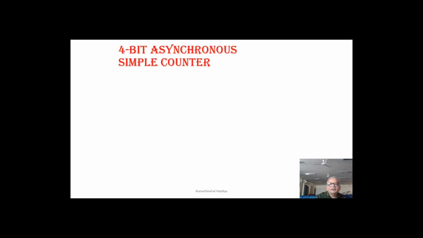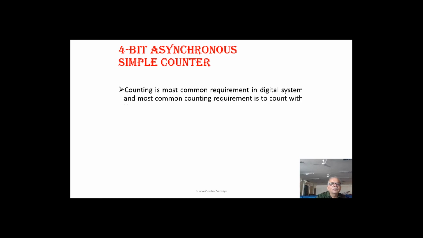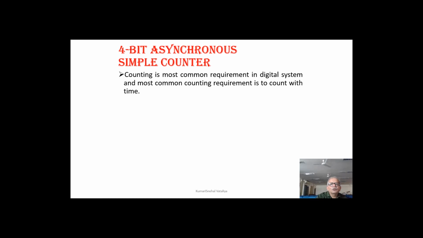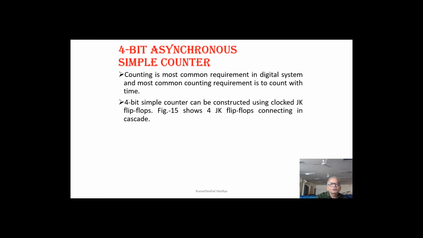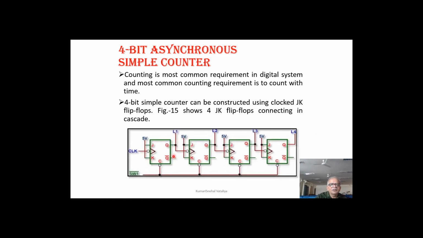Now another important circuit used in ADCs is simple counter. Here we are discussing a 4-bit asynchronous simple counter. Counting is the most common requirement in digital systems, and the most common counting requirement is to count with time. So we want to count pulses. A 4-bit simple counter can be constructed using clocked JK flip-flops. Figure 15 shows 4 JK flip-flops connected in cascade, one after the other they are joined.